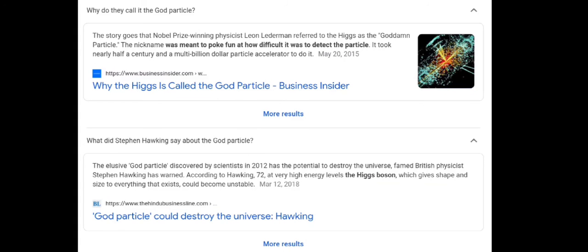According to Hawking, at very high energy levels, the Higgs boson, which gives shape and size to everything that exists, could become unstable.